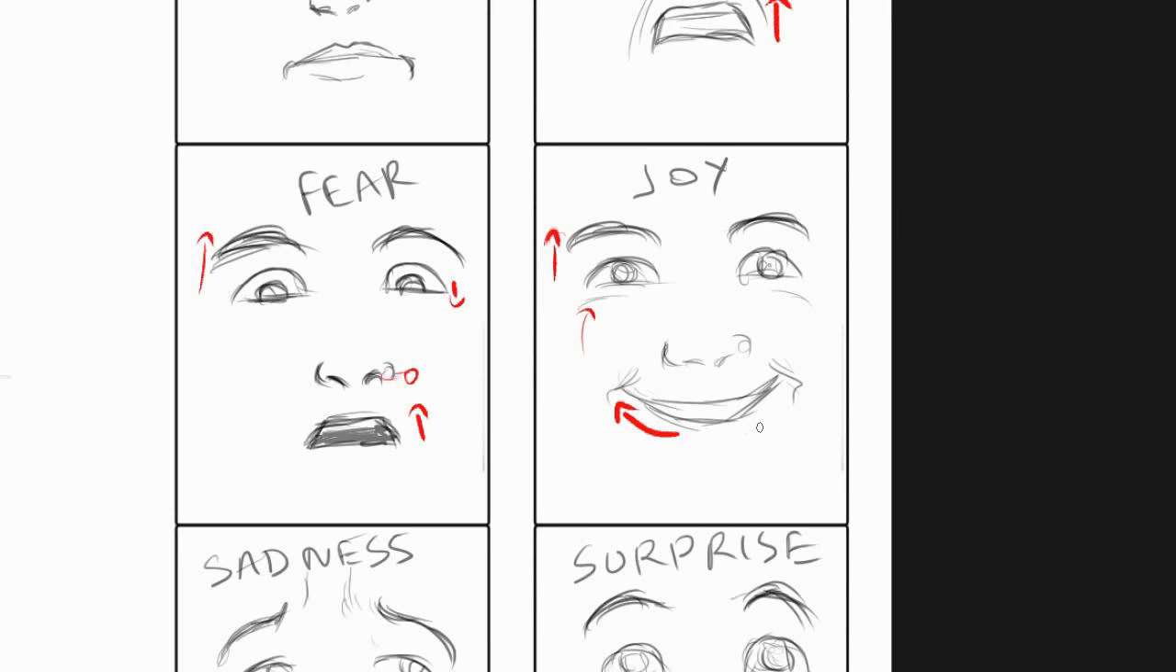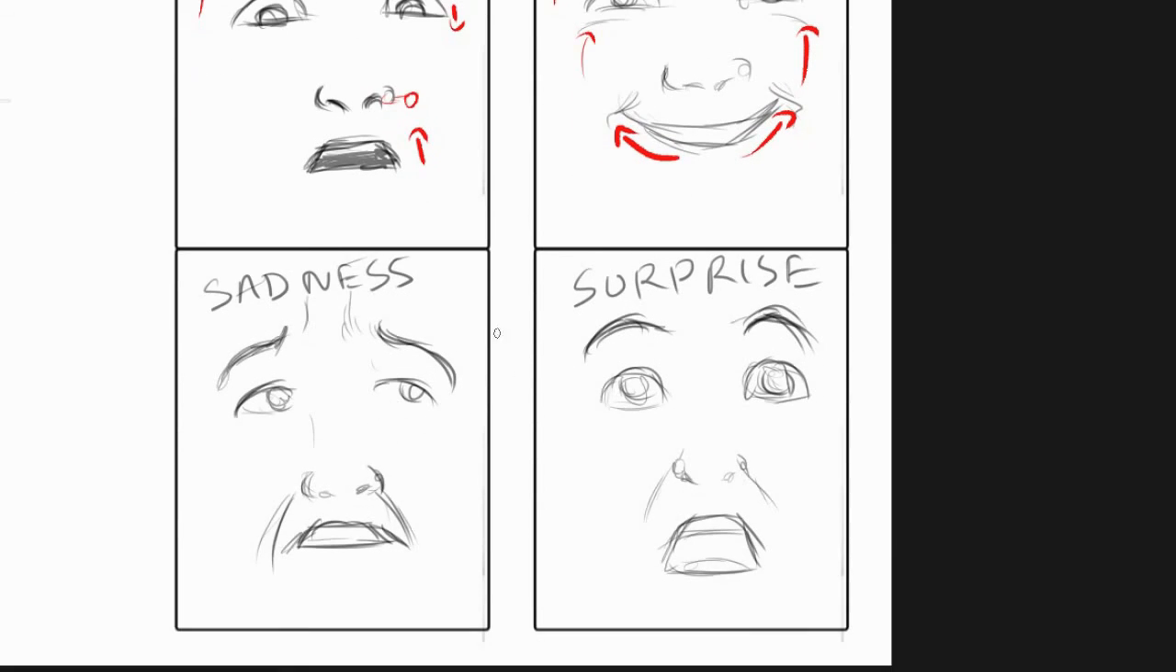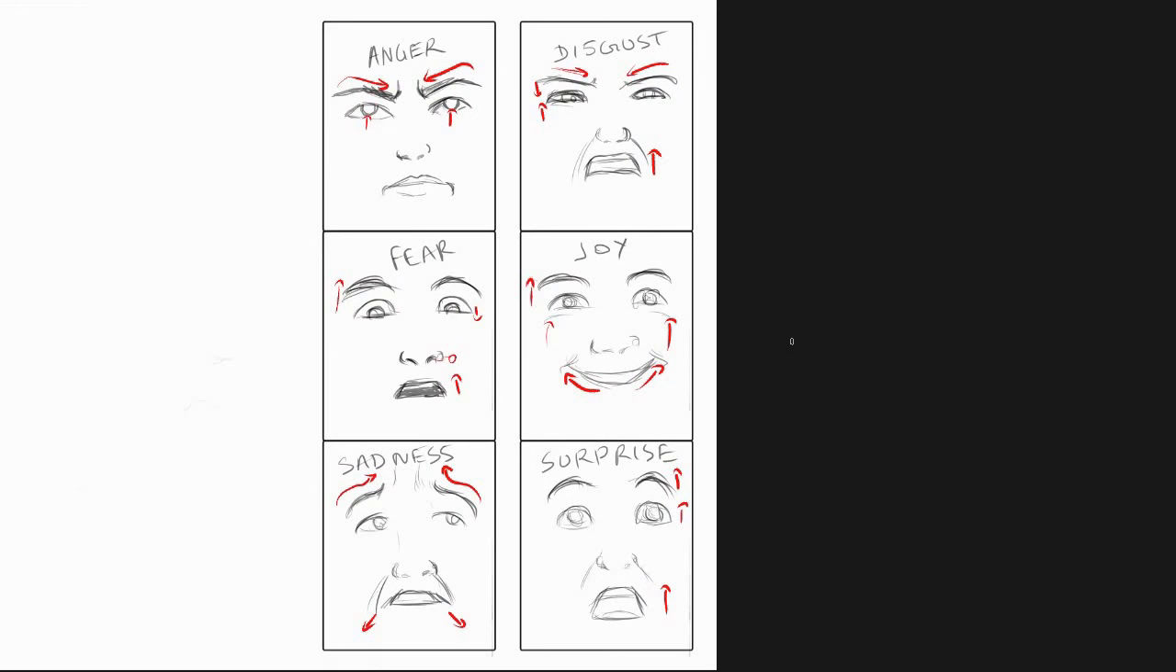For joy, the relaxed eyebrows and eyes, and of course a smile with the corners of the mouth moving upward. For sadness, the eyebrows moving upward. Sorry, I can't speak. And for surprise, the eyebrows and eyes and everything open and sort of moving upwards.